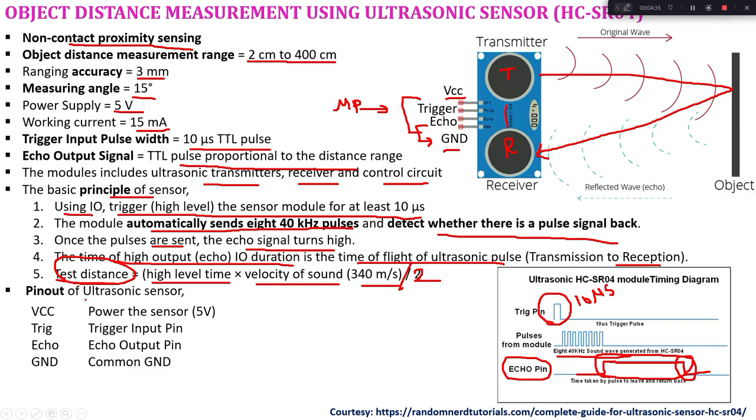As I said, the pinout of the ultrasonic sensor has 4 pins. VCC we connect to a 5 volt supply. Ground we connect to a ground line. The trigger signal is an input pin and the echo pin will be your output pin.